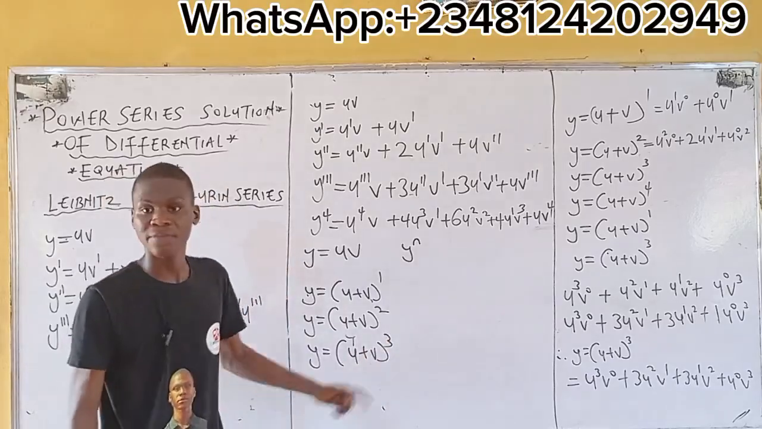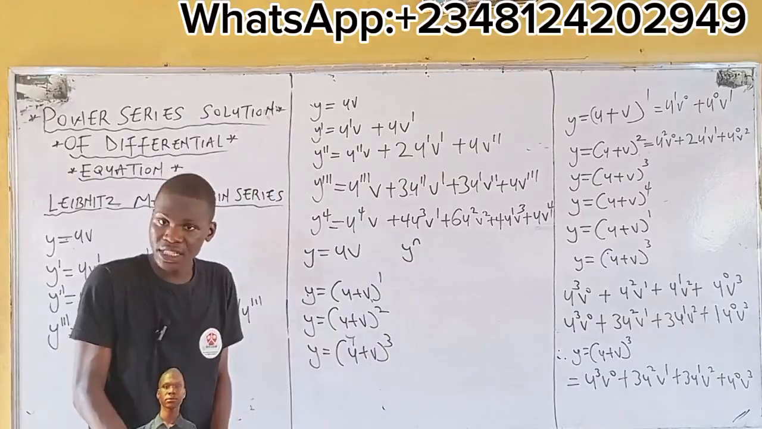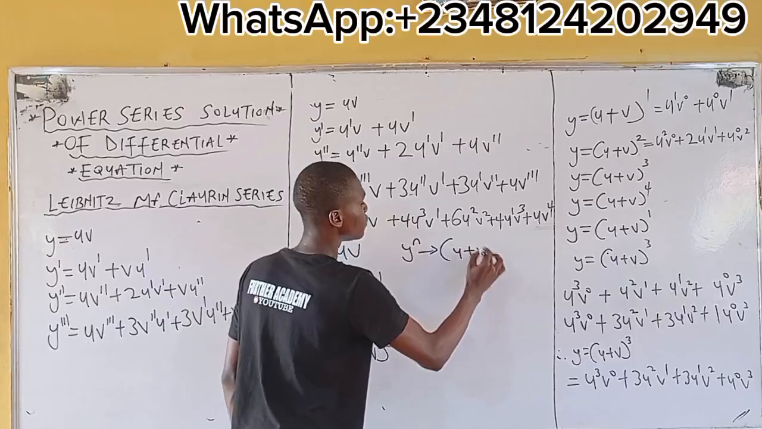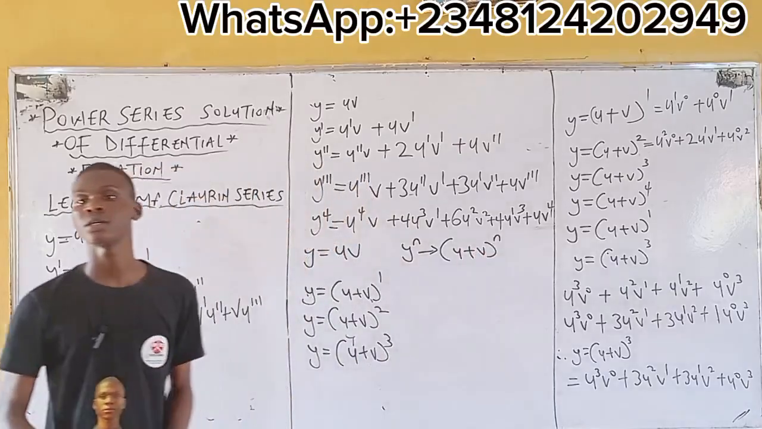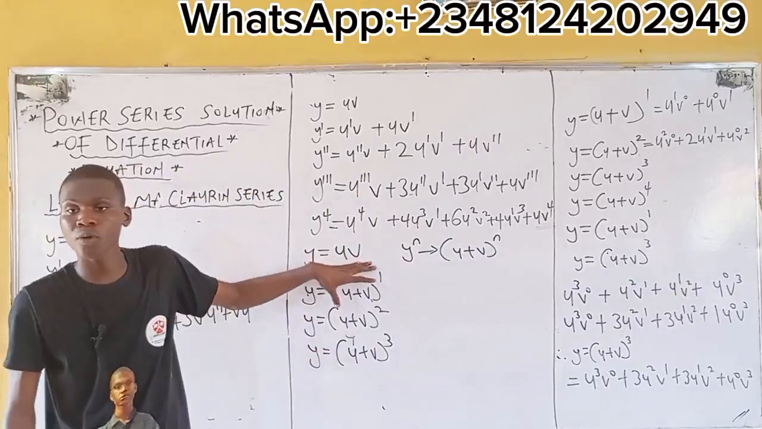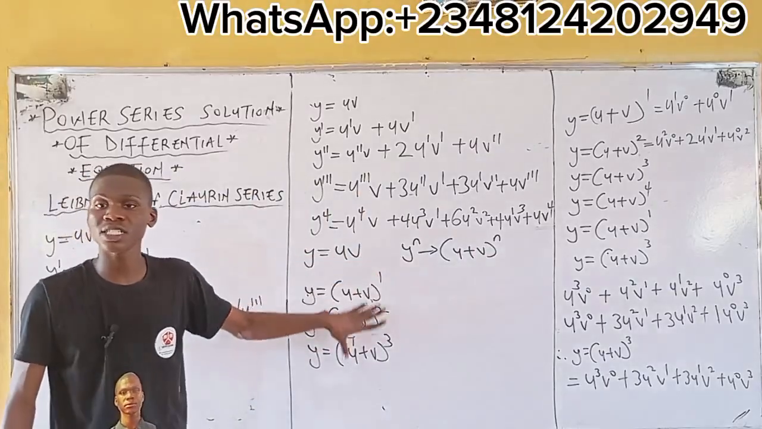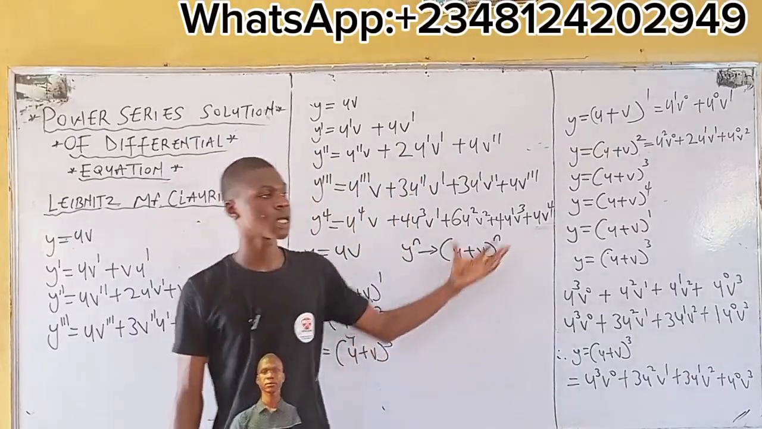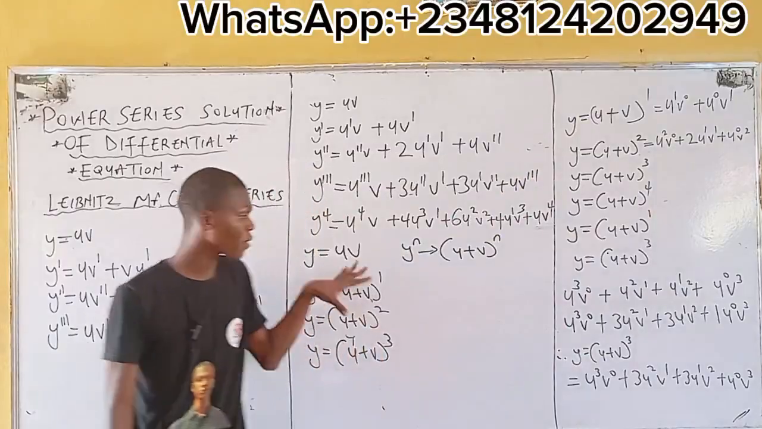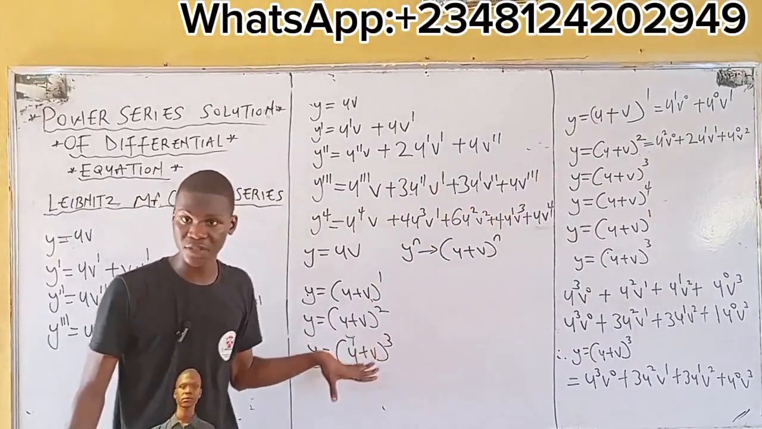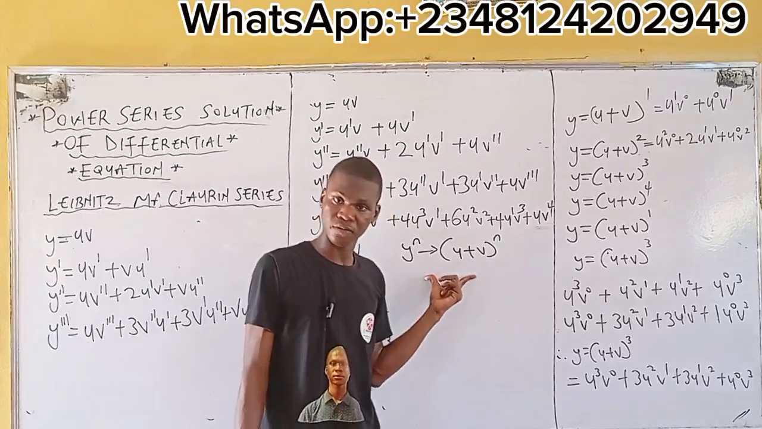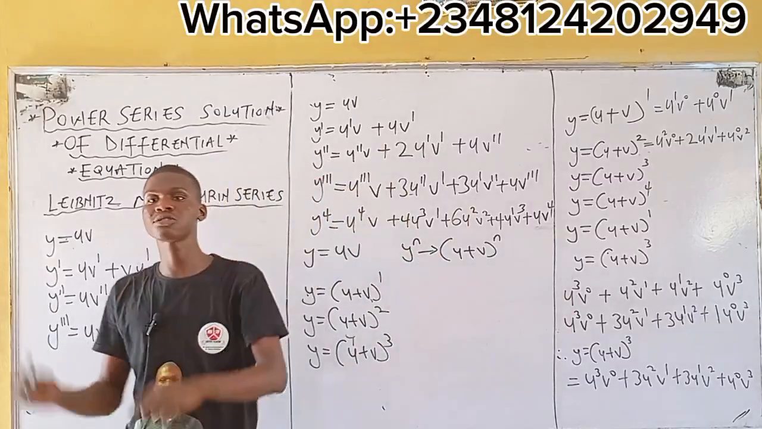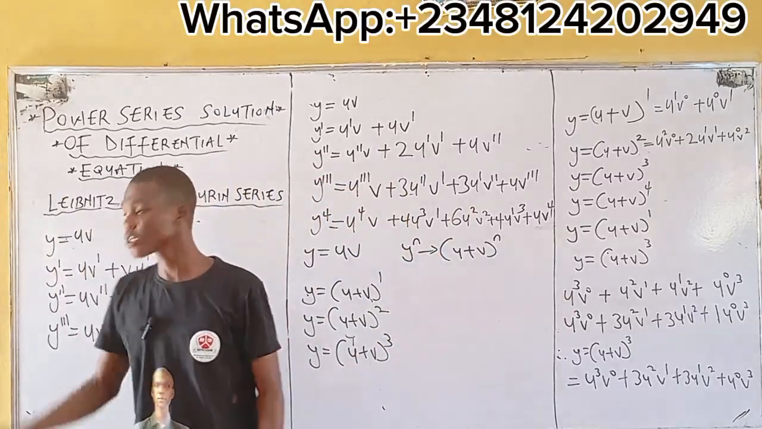Now, the questioner says find the nth derivative. By nth derivative, meaning y to the power of n, we can write that as u plus v all raised to the power of n. True or false? True. Meaning that the same way we found the derivative of this using binomial expansion, we can also find the derivative of this function using binomial expansion. Then our answer, we are going to write it in terms of a series solution. So that's what Leibniz series means.